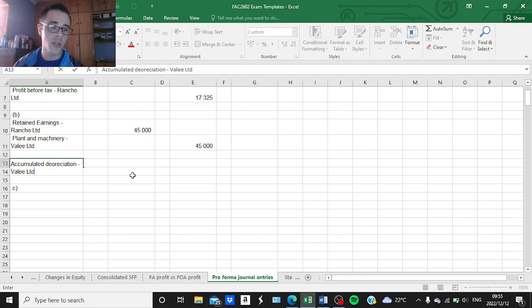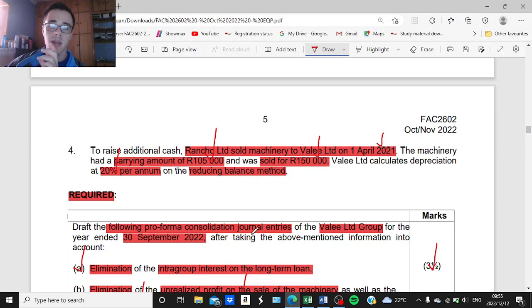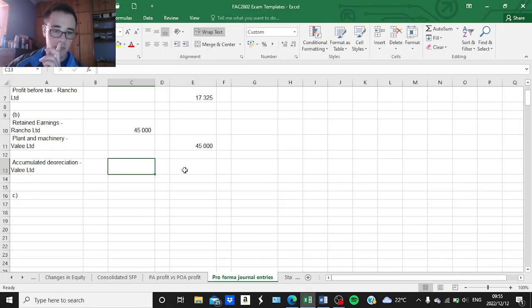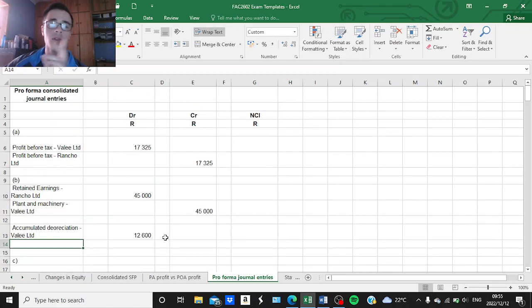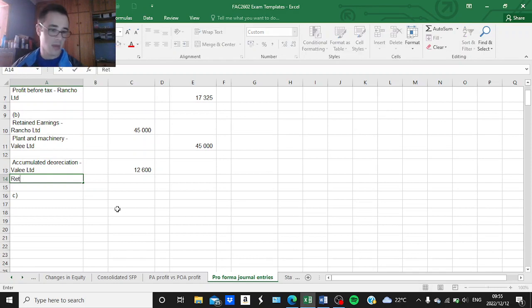And the amount that you will use here would be the total amount from the date of sale up until the end of the current financial year, and we have calculated that to be 12,600. Okay. Now, there are two accounts that need to be credited. Firstly, we need to credit retained earnings of the company that sold the machinery Intergroup. Okay. And the company that sold the machinery is Rancho Limited.